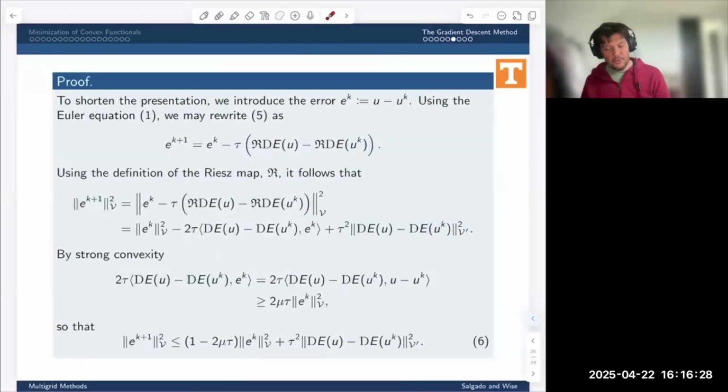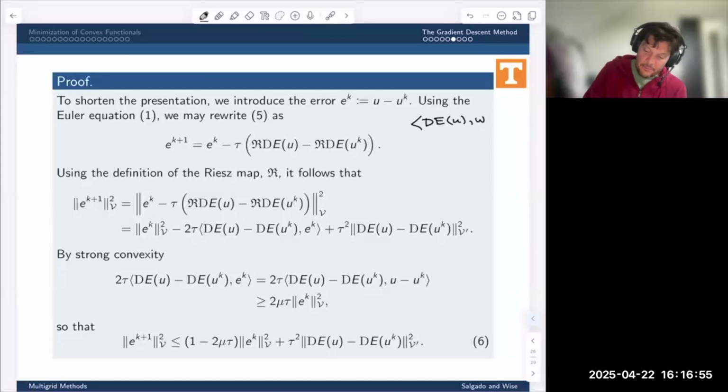Here's the proof. To shorten the presentation, we're going to introduce a term called the error, e_k equal to U minus U_k. And we're going to use the Euler equation, which basically says that the derivative of E at U against W is equal to 0 for all W. Another way of saying this is that the Riesz map of DE(U) is just equal to 0.